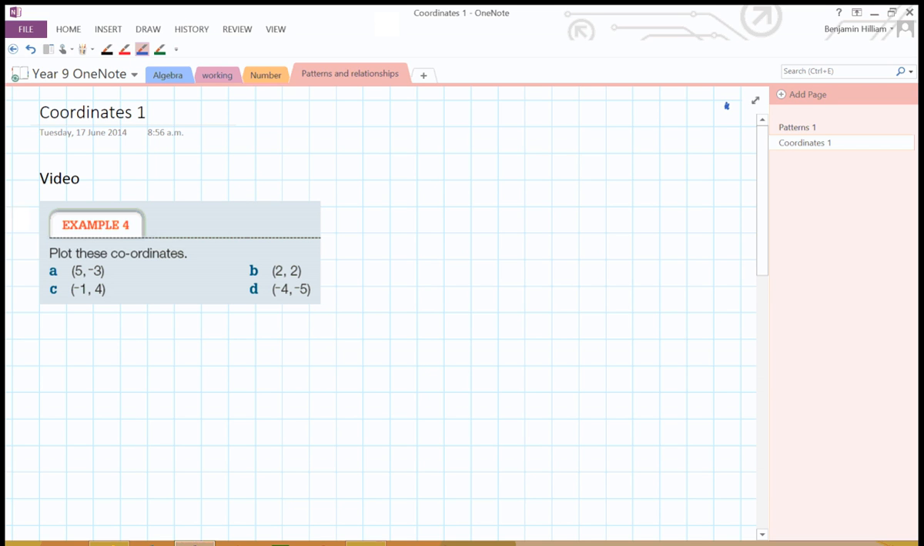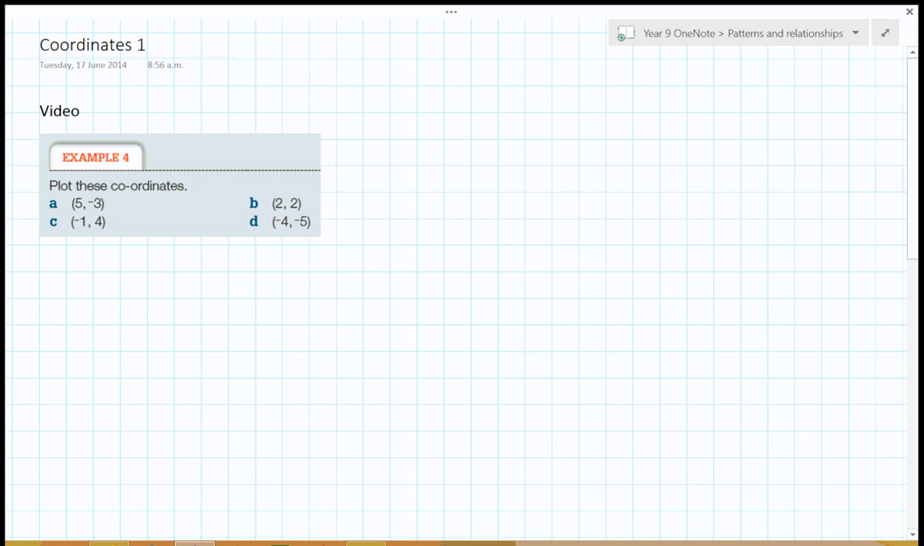Okay, so today we're going to start by looking at coordinates. Can anyone tell me anything about coordinates before we get underway? Thomas? They're used to find places. Yep. What else? Anything else? Jamie? They're used on maps. Yep, they're used on maps.